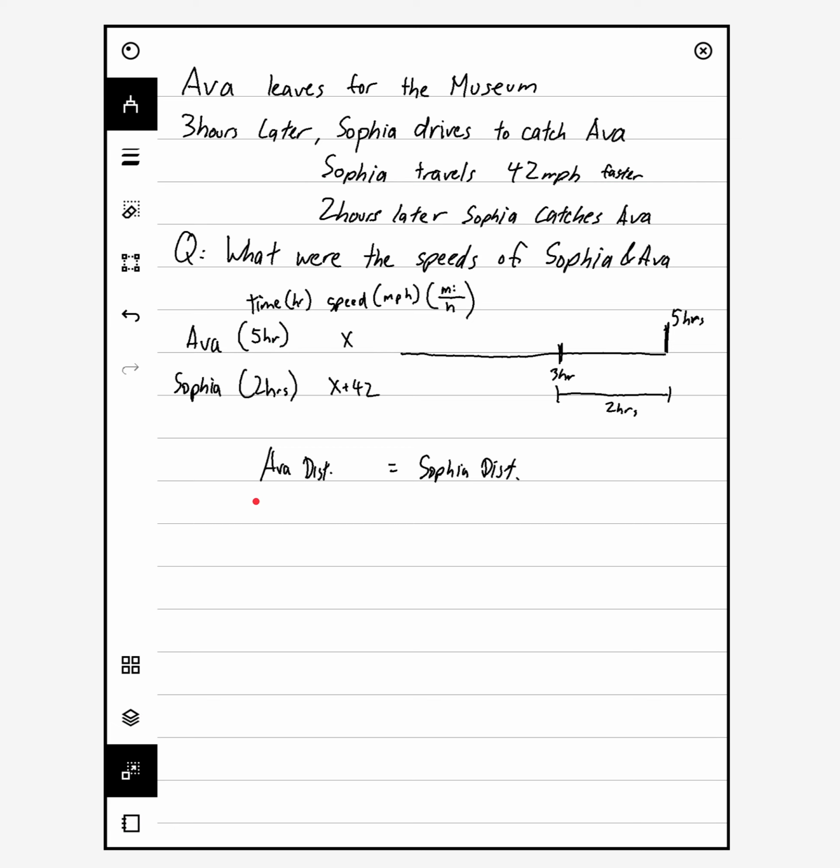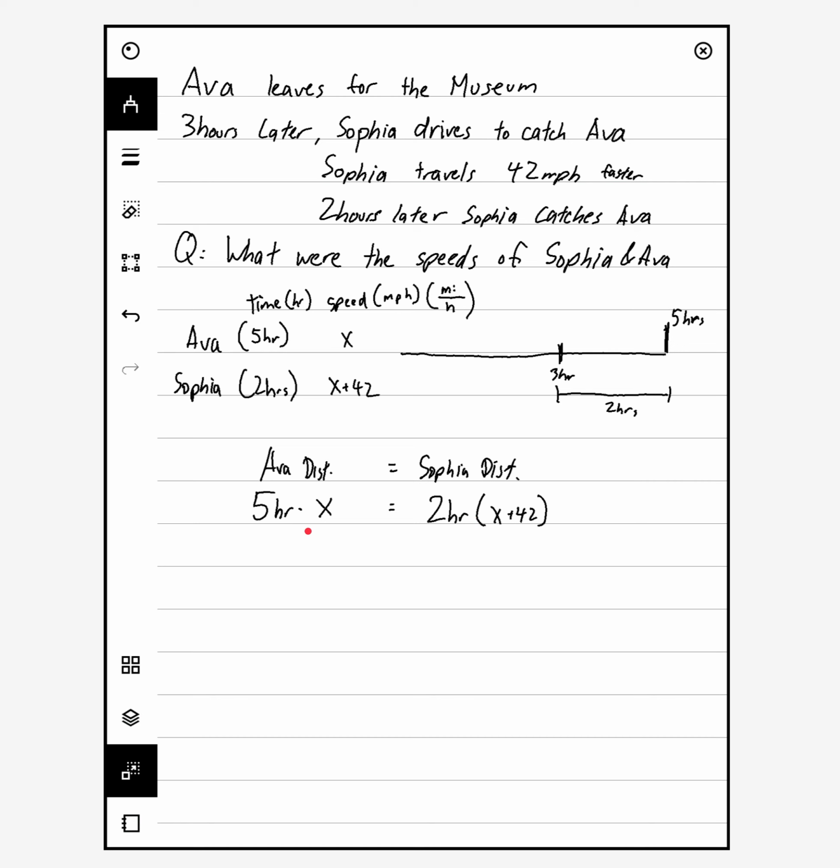So we can say Ava, which is 5 hours, going some speed X miles per hour. And then we have Sophia traveling 2 hours, going some speed of X plus 42. So if we multiply these two together, we'll get the distance that Ava traveled. And if we multiply these together, we'll get the distance that Sophia traveled. And thankfully they're equal, so we can set this equation equal to this equation. And then we can just isolate for x and solve for it.